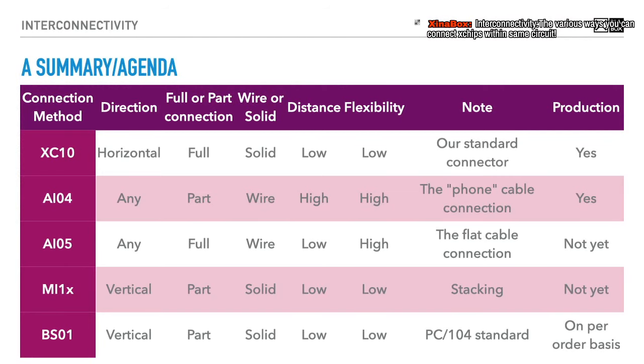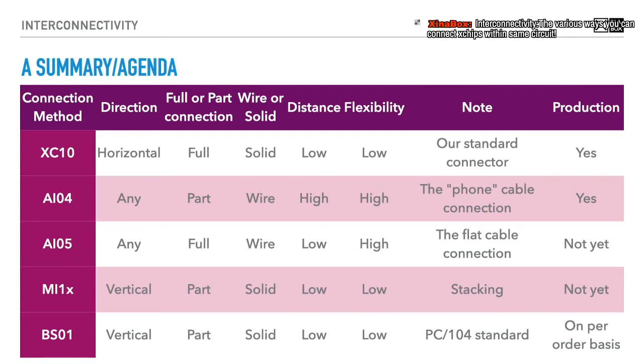Then I'm talking about whether they're a full or part connection. What I mean by that is whether it's all the 10 signals that we have going through, because with some of the connectivity we have to cut down on what we can connect together. On our normal connector, all 10 wires go through. Then there's whether it's solid or wire. That gives an idea about how flexible it is, or how robust the connectivity is, solid or wire.